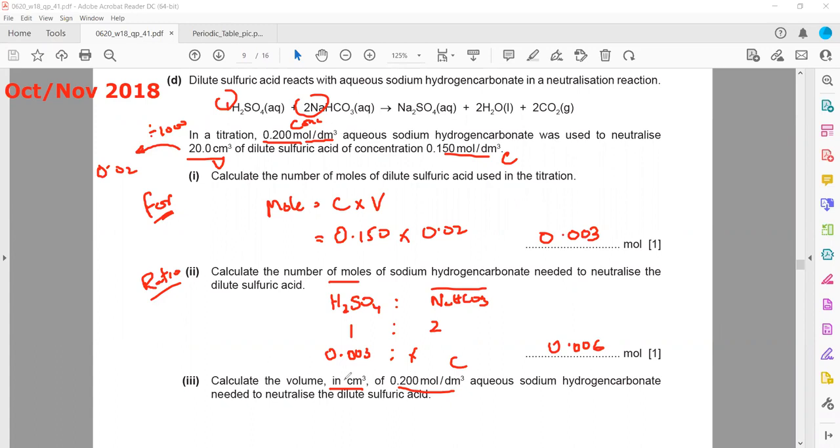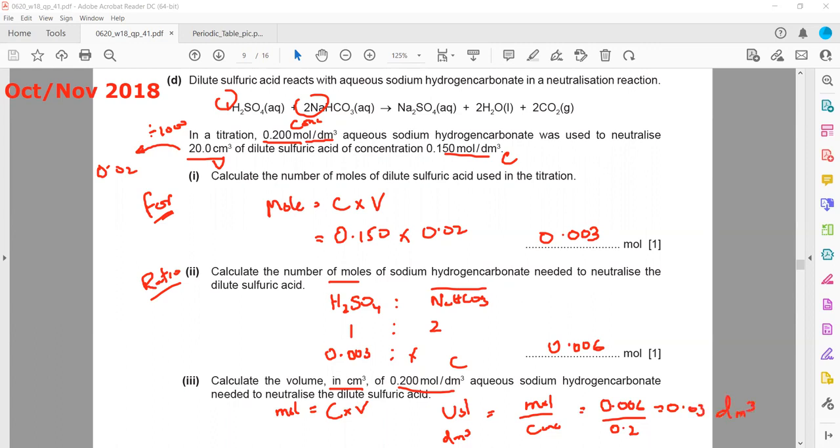The formula which relates moles and concentration is moles equal concentration into volume. But in the question we need the volume, so volume will be moles divided by concentration. That will give us the volume, but that answer is in decimeter cube, or dm cube. So we have 0.006 moles and the concentration is 0.2. When we divide them, 0.006 divided by 0.2 is 0.03. So 0.03 is in decimeter cube.